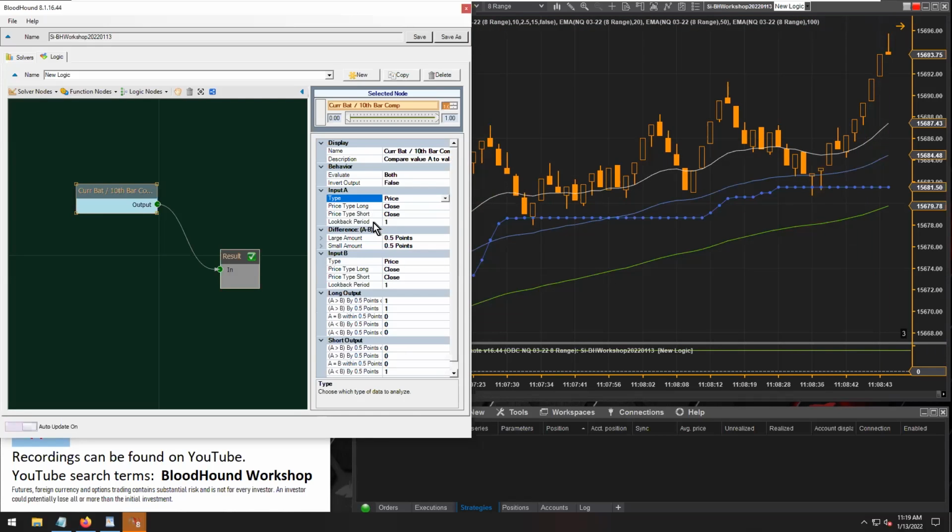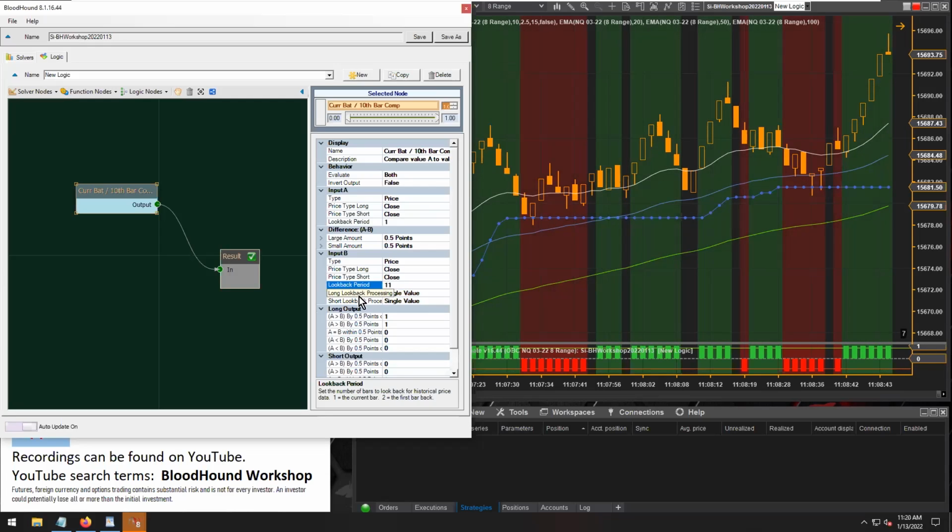By default, when you set the input to price, it's looking at the current bar's price. So if you want to compare to the 10th bar back, you just need to add 10. So that's going to be a look back period of 11. And the look back mode, the look back processing, just leave it on single value. Single value just means looking at that one bar, the 10th bar back.